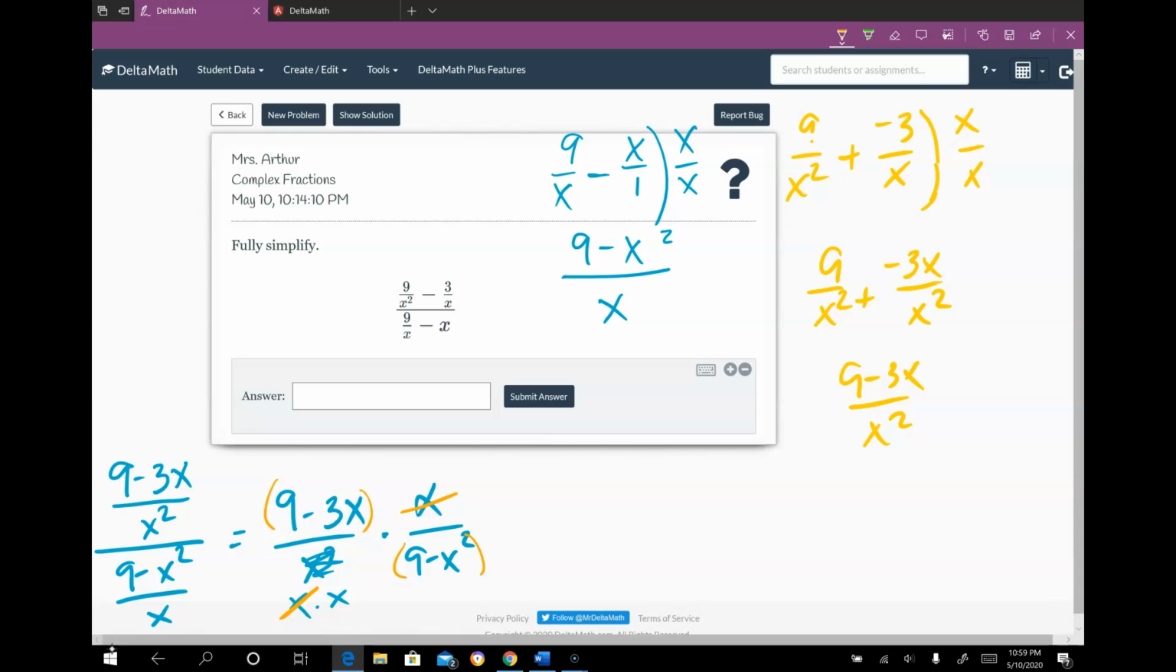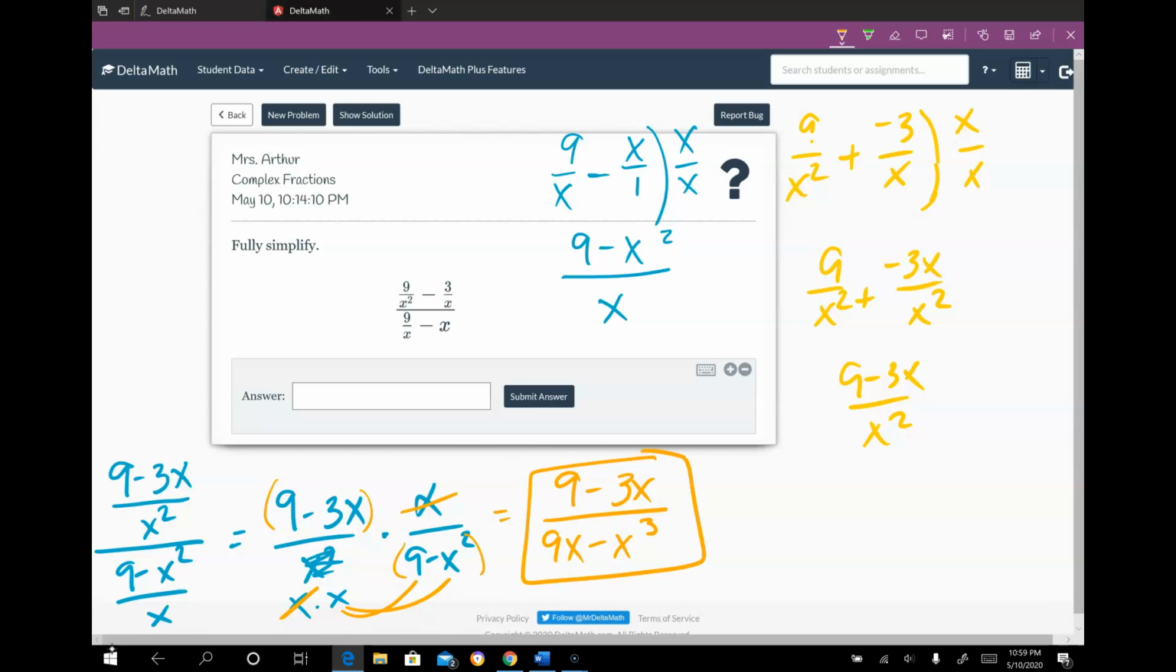Okay, as a multiplication, no addition or subtraction. So right now I have 9 minus 3x over x times 9 is 9x. X times x squared is x cubed. And you can't simplify, and that would be your answer.